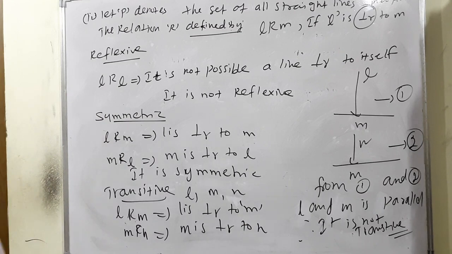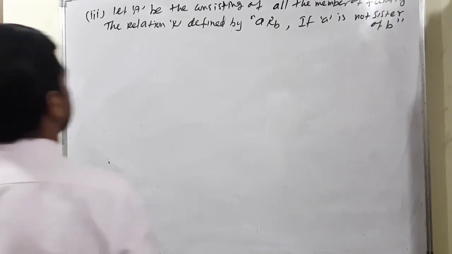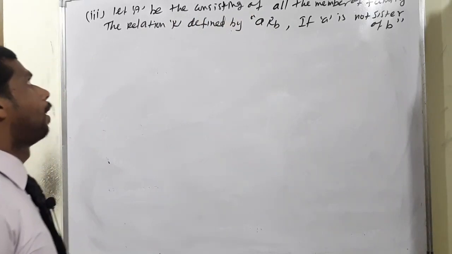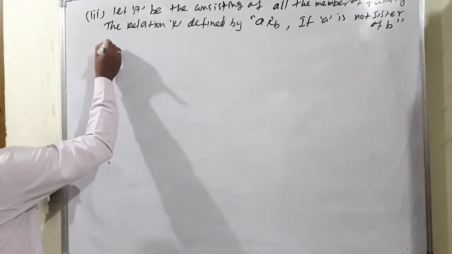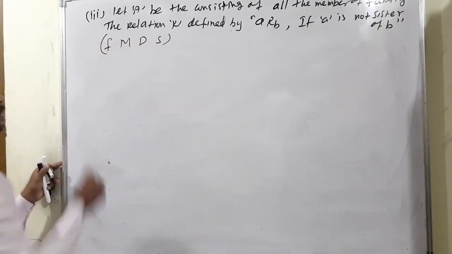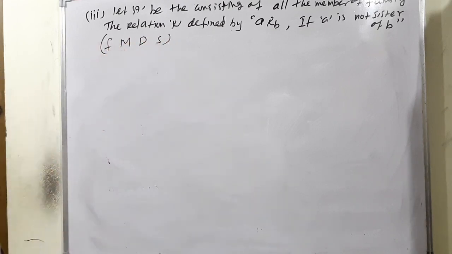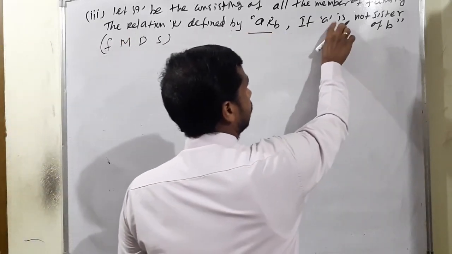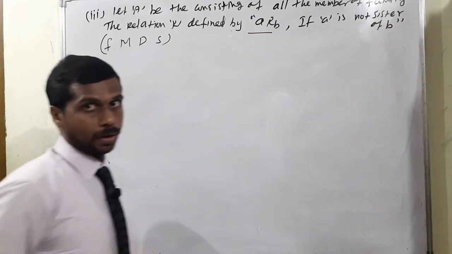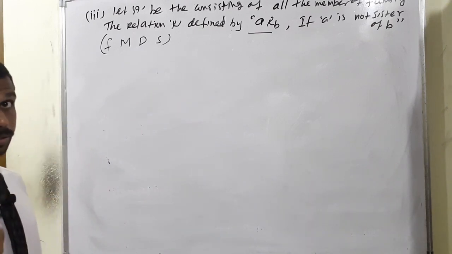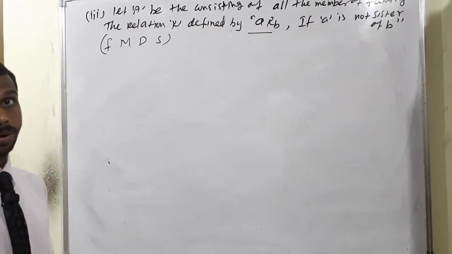Okay, I will continue with subdivision third. In the third condition, let A consist of all the members of a family. All the members of the family means consider father, mother, daughter and son. Now the relation R is defined by A related to B if A is not a sister of B. Keep the condition in your mind: not. A is not a sister of B.